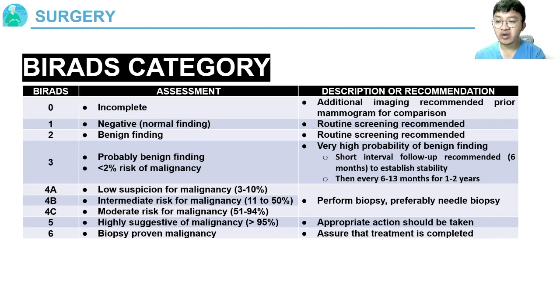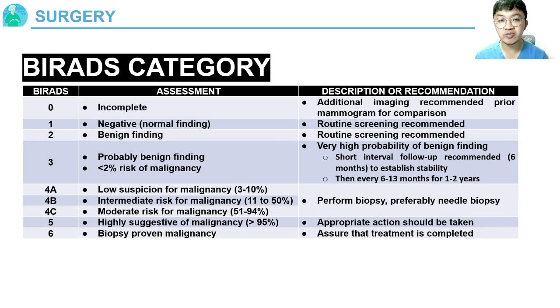For 4, you have 3 subgroups. You have 4A, 4B, and 4C. 4A is low, 4B is intermediate, 4C is moderate risk. So for low, intermediate, moderate risk, you need to perform biopsy, preferably needle biopsy. What we do in our setting is a core needle biopsy. For 5, it's highly suggestive of malignancy. And 6, if it's a biopsy-proven malignancy, then you proceed with treatment.